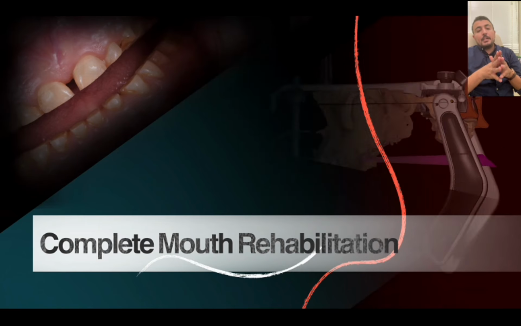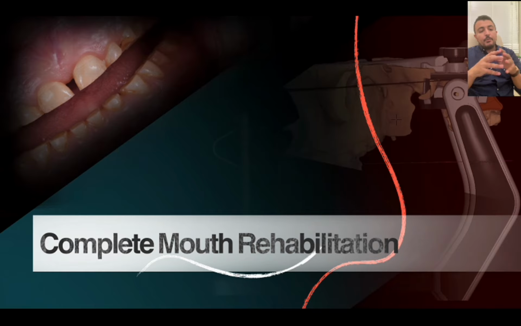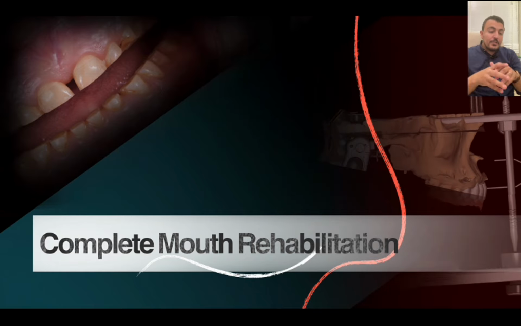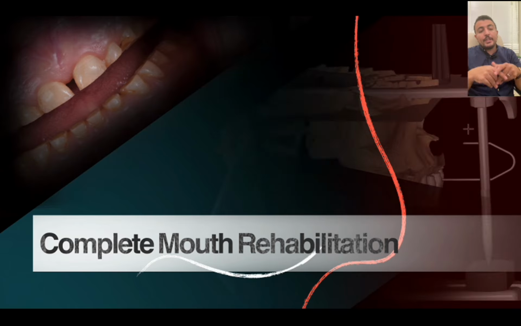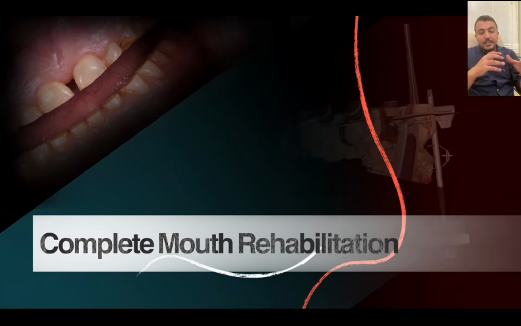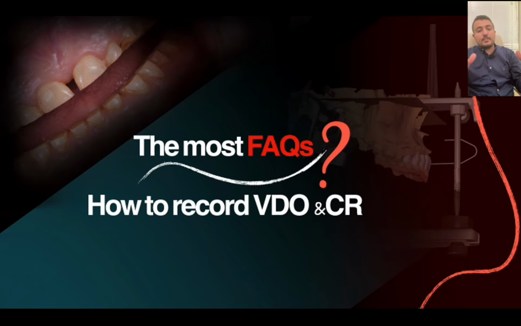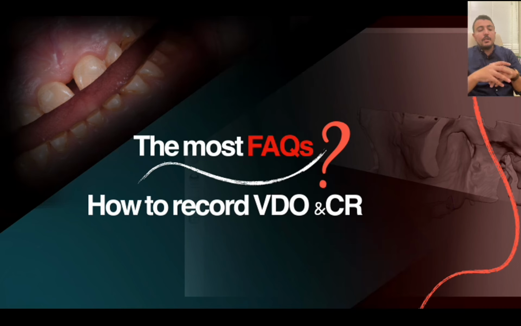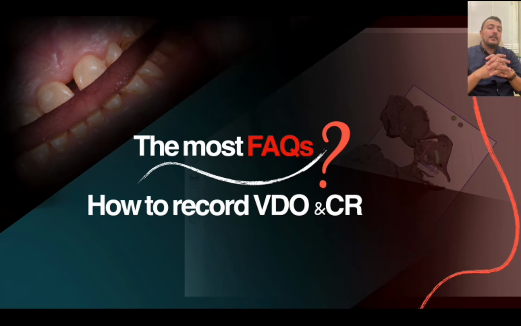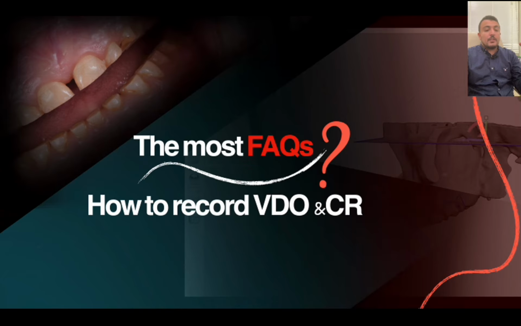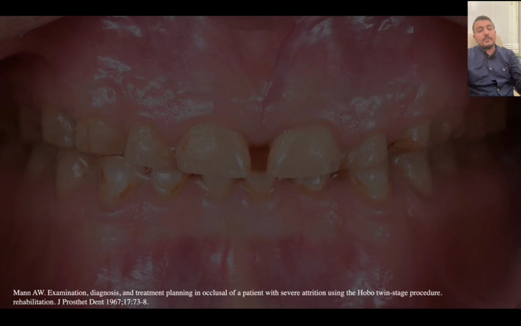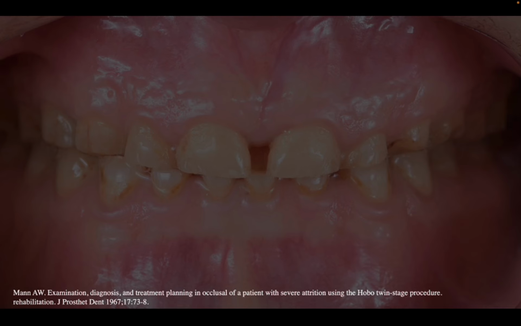And now I'm going to discuss one of the very important situations, which is complete mouth rehabilitation, and how to enhance the interocclusal restoration for complete mouth rehabilitation cases. And I will try to answer the most frequently asked question: how to record the vertical dimension and the centric relation of complete mouth rehabilitation with a complete set of teeth, with a dentate patient, or even with edentulous patients, especially for implant prosthetics or implant cases.